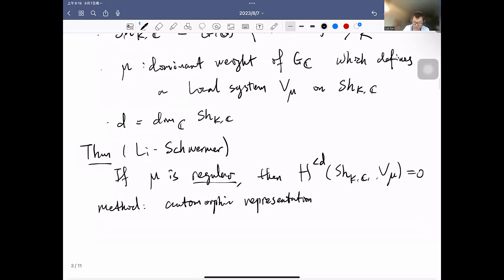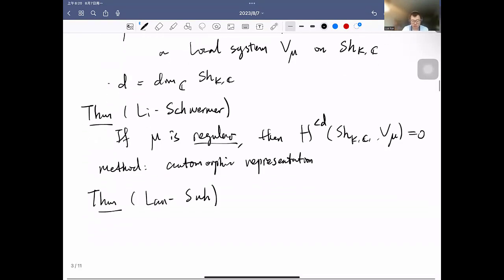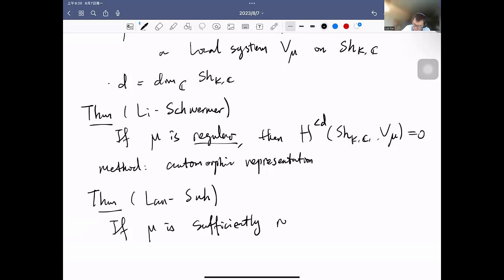So there's a very nice result by Kai-Wen Lan and Junecue Suh. The result is slightly weaker in the sense that it says that mu is sufficiently regular. I will explain what it is in a minute. Then we have the same sort of vanishing. I think in their paper they have a dual here. Let me just follow their convention.